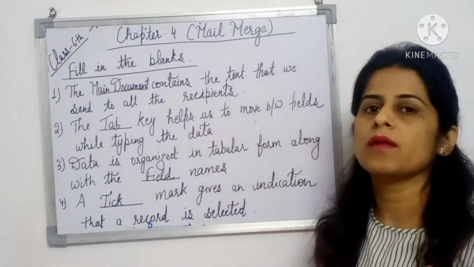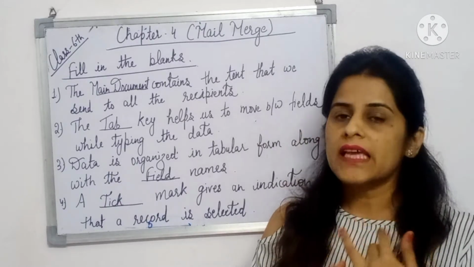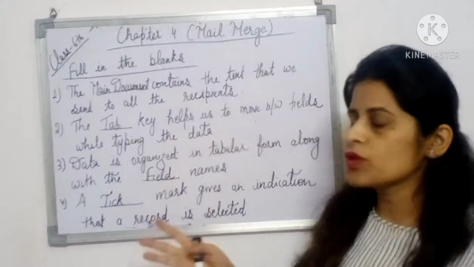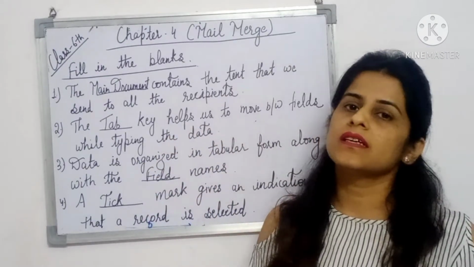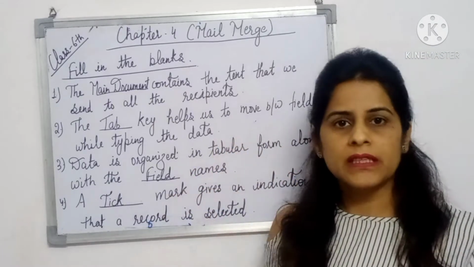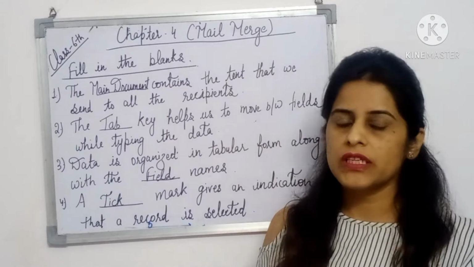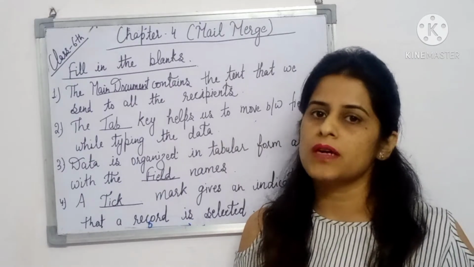When we are doing the mail merge, we are using three things. First is the main document. Second is the one in which we are creating the table, that is known as the data source. And the third is the merge fields. So we are using three things: main document, data source, and merge fields.